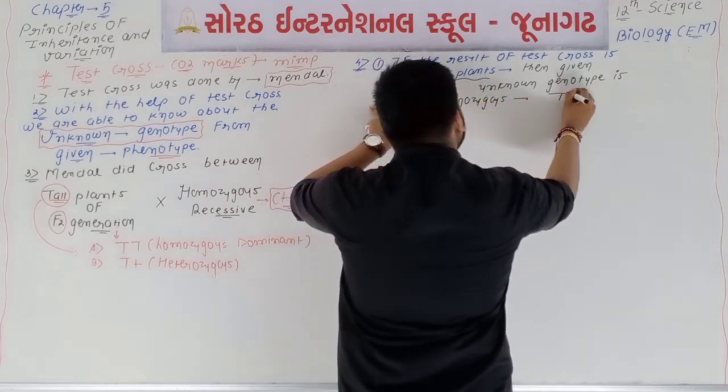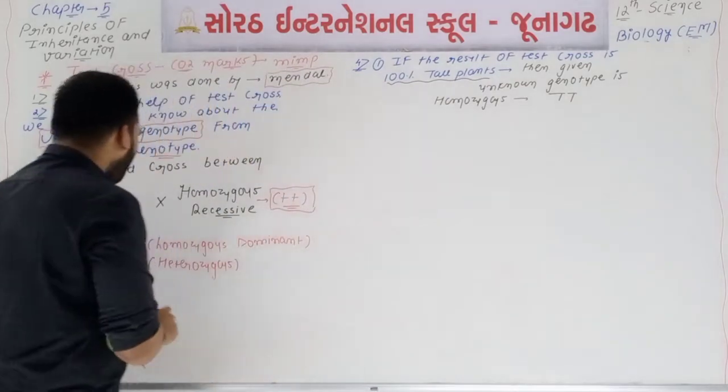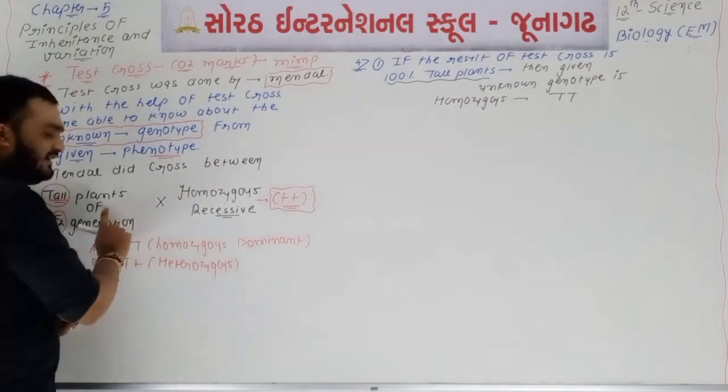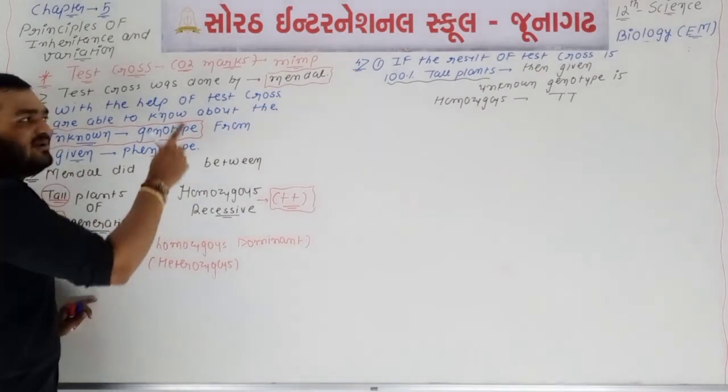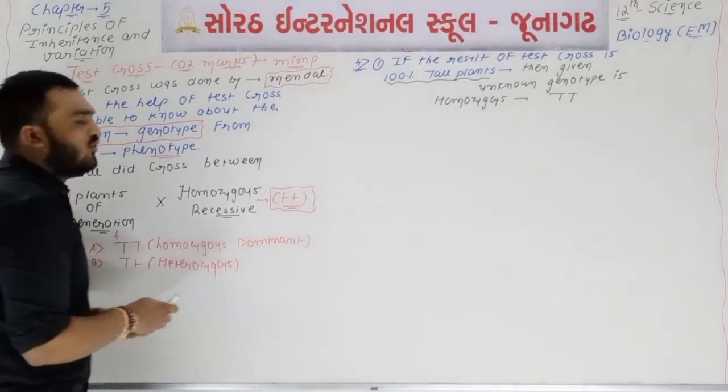Capital T. You know that the two options are there, either capital T capital T or capital T small t. So if the result of this cross will be 100% tall plants, then the given unknown genotype will be homozygous.